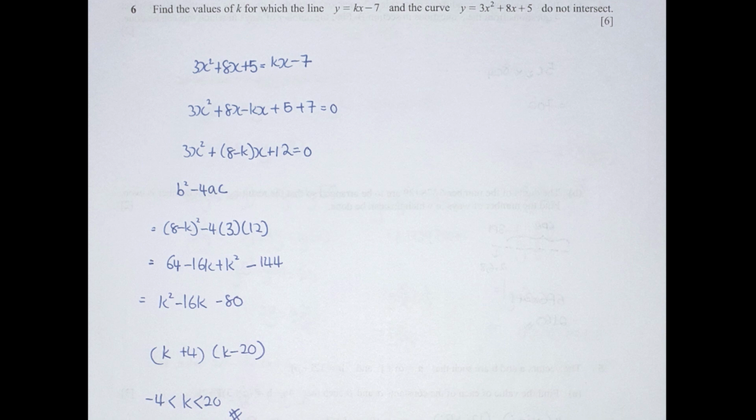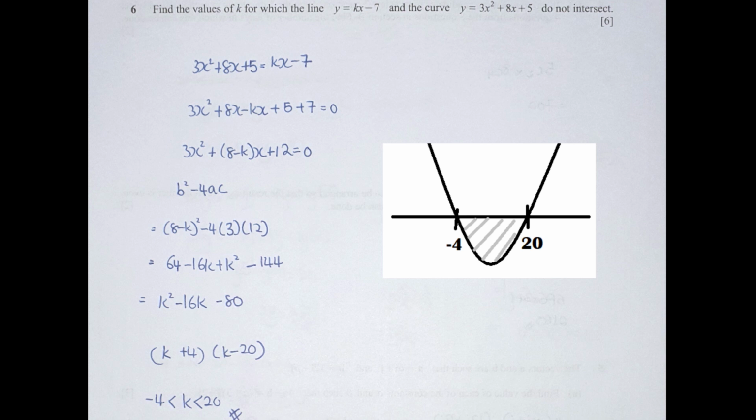I got k squared minus 16k minus 80, and after factorizing it, you'll be getting k plus 4 and k minus 20. Since they wanted does not intersect, it means your b squared minus 4ac result is less than 0. It will be referring to this intersection part, that is lower than the line y equals 0. So your final answer will be k less than 20 and more than negative 4.